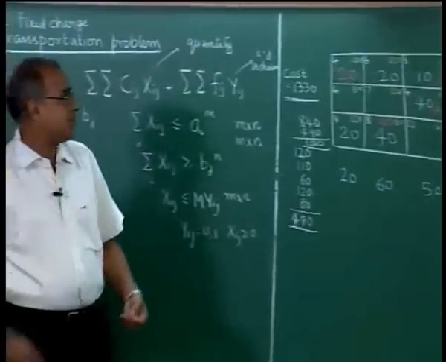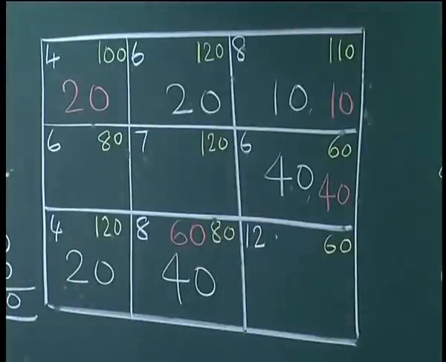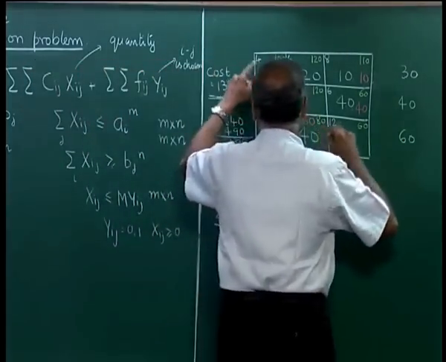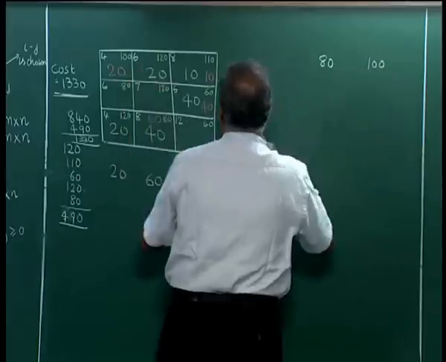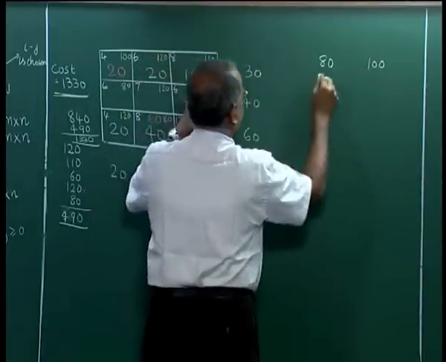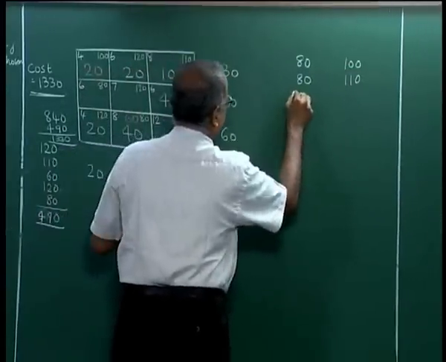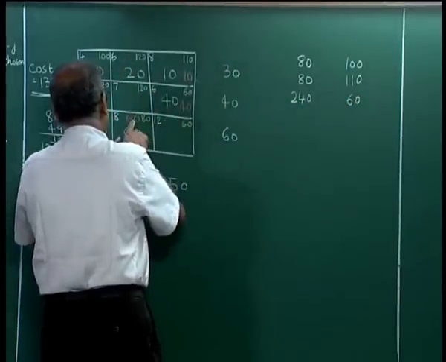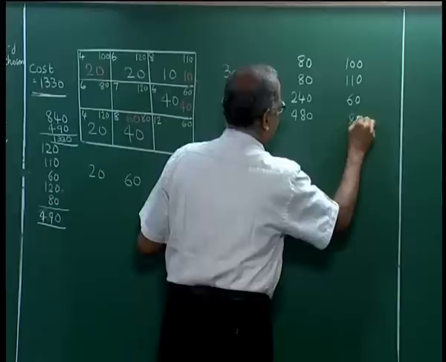This is the solution. So, 20, 10, 40 and 60 is the optimum solution to the fixed charge transportation problem. So, let us try and evaluate the costs associated with it. The cost of transportation is 20 into 4, 80, the fixed cost is 100. The cost of transportation is 10 into 8, 80, the fixed cost is 110. The cost of transportation is 40 into 6, 240, fixed cost is 60. Cost of transportation is 60 into 8, 480, and this cost is 80.